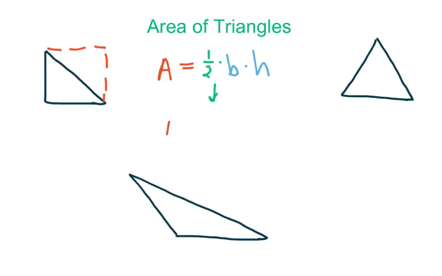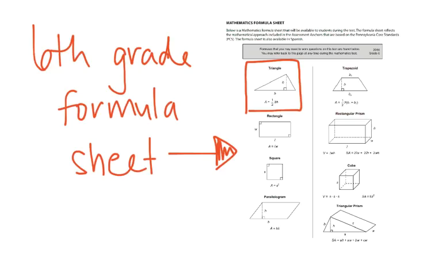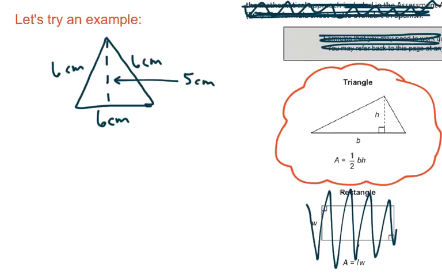Or some of you may be familiar with the formula of base times height divided by 2. That's the exact same thing. So you can use one or the other. Remember, this is also on your formula sheet, so you can reference this anytime. You'll see that they use the formula of area equals 1/2 times base times height as their formula. So let's go ahead and take a look at our first example.